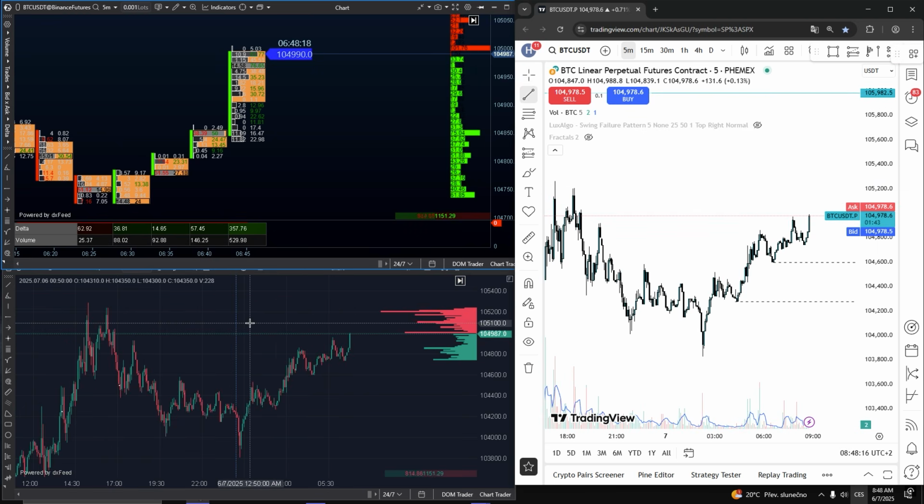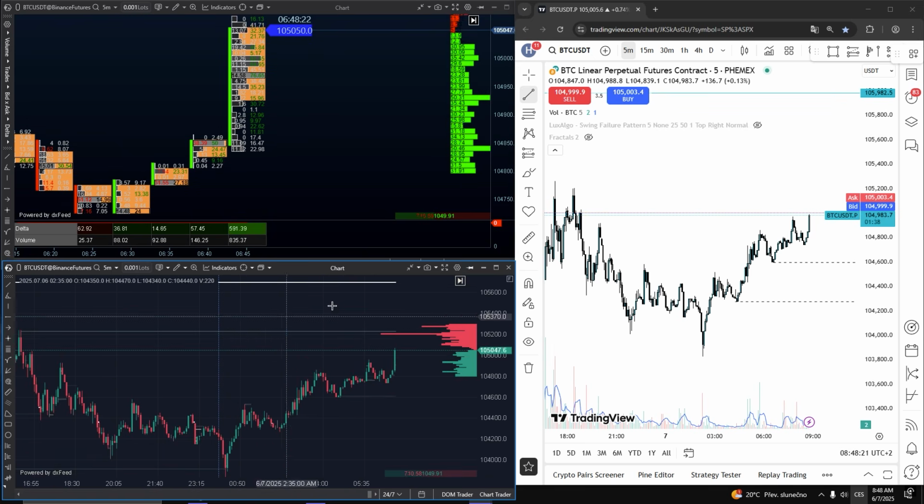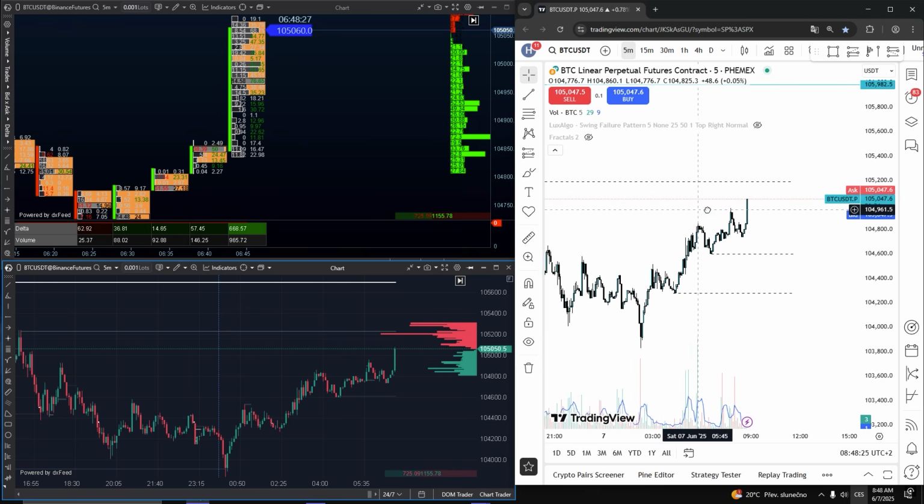So that was the heatmap. Heatmap shows me areas where there is liquidity, but still it's not valid liquidity. Valid liquidity is only if the liquidity is filled.